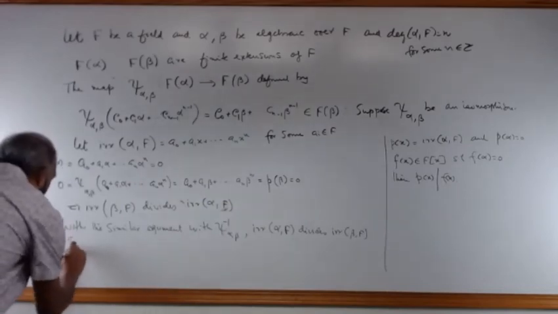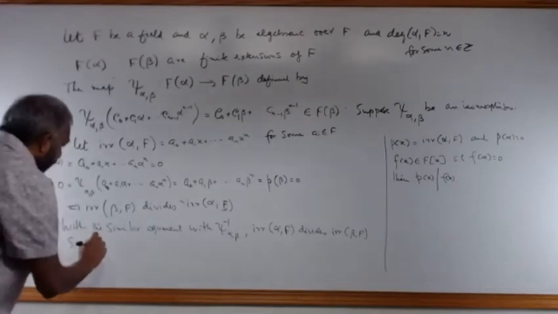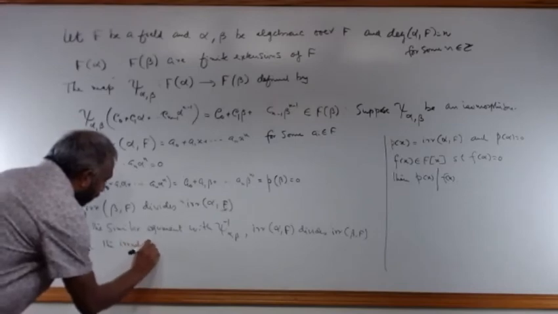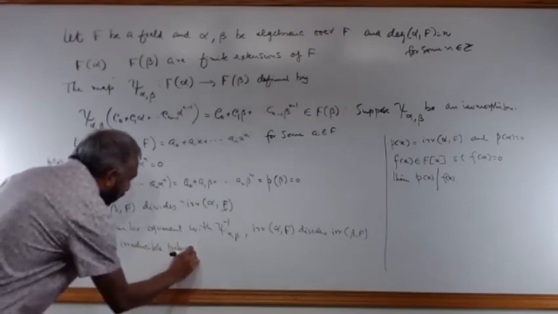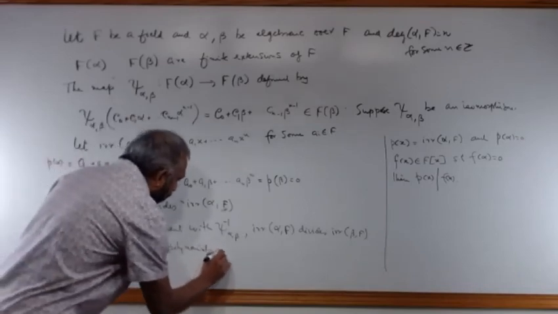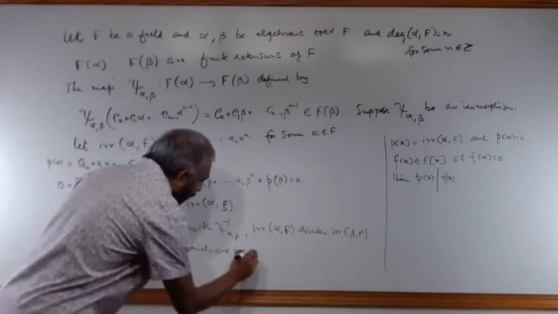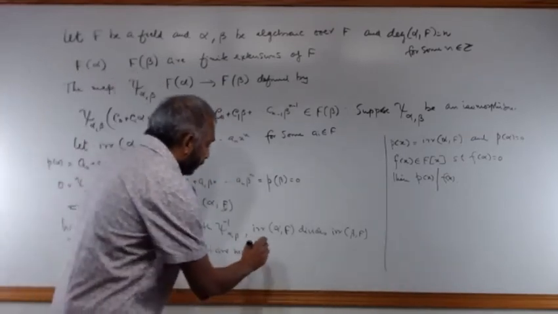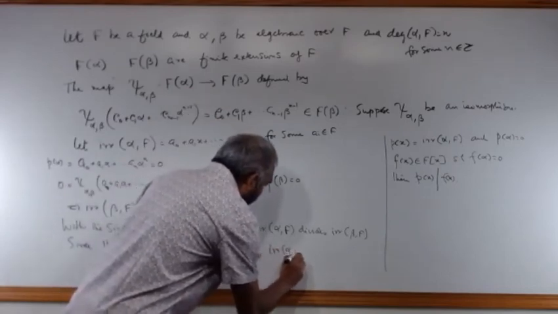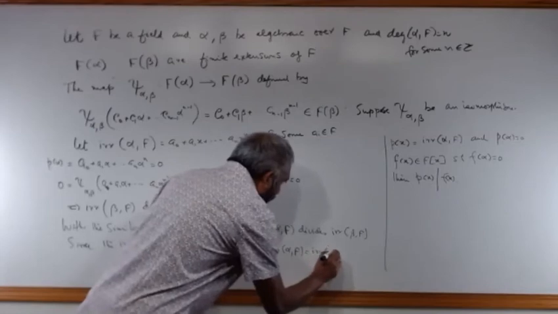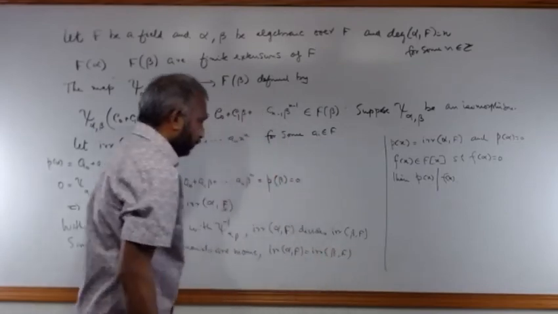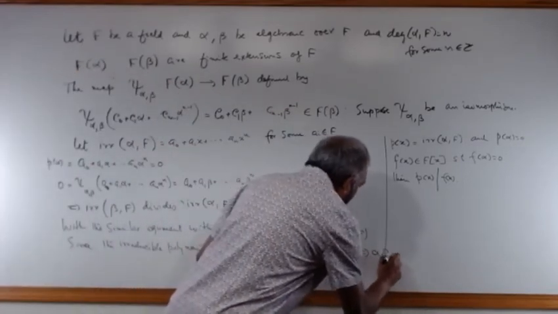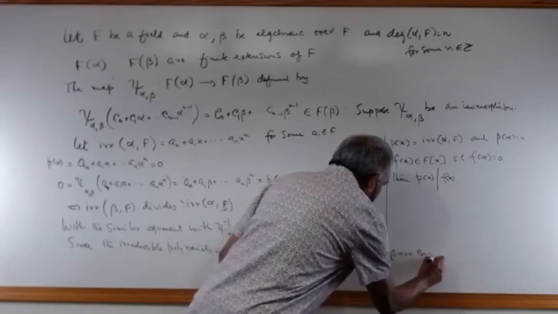So since the irreducible polynomials are monic, that implies what? That implies the irreducible polynomial of alpha over F is equal to the irreducible polynomial of beta over F. And what does that mean? That means alpha and beta are conjugates.